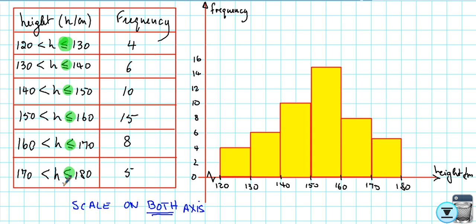Okay, so that is a histogram. That's what defines a histogram. That's what makes it different from a bar graph. I can draw another example, or we can interpret one. Okay, so let's interpret one.